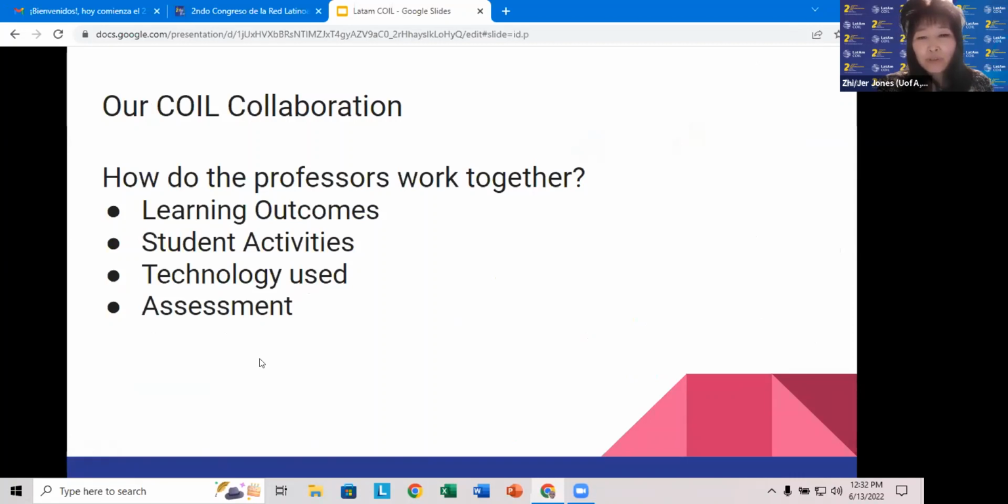In the fall of 2021, the University of Alberta, University of Montreal, and SUNY Oswego partnered for the 7-week online exchange project. The three of us professors worked together to plan for the collaboration, and we focused on the following activities. The first is to determine the shared learning outcomes for our students. And second is to design the student activities, student calendar, and technological tools. And the last is to define criteria for assessment of the student work.